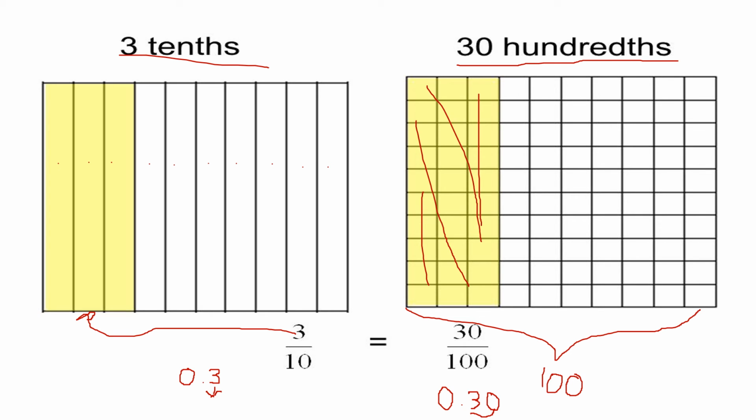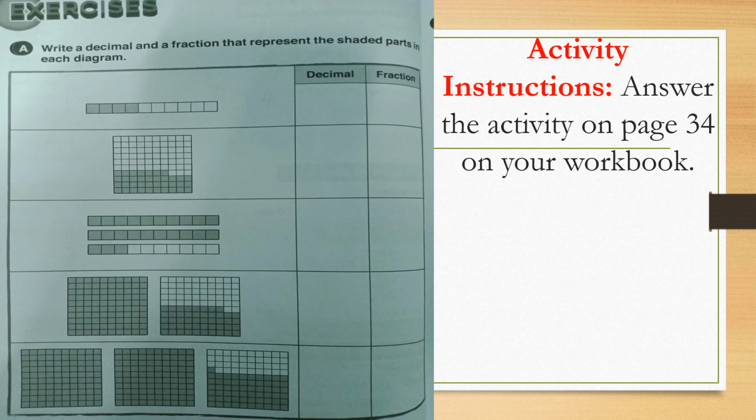So that's all about the examples on how to write the fraction in decimals and write the diagram in fraction. So the next one you're going to do is your activity on page 44. So class, this is your activity on page 44. Write a decimal and a fraction that represent the shaded parts in each diagram. So for example, let's do the first one over there.